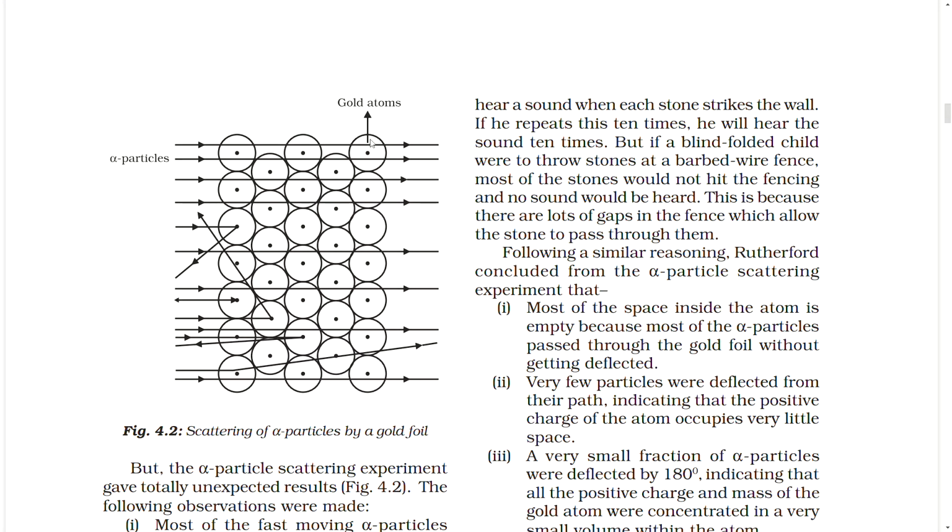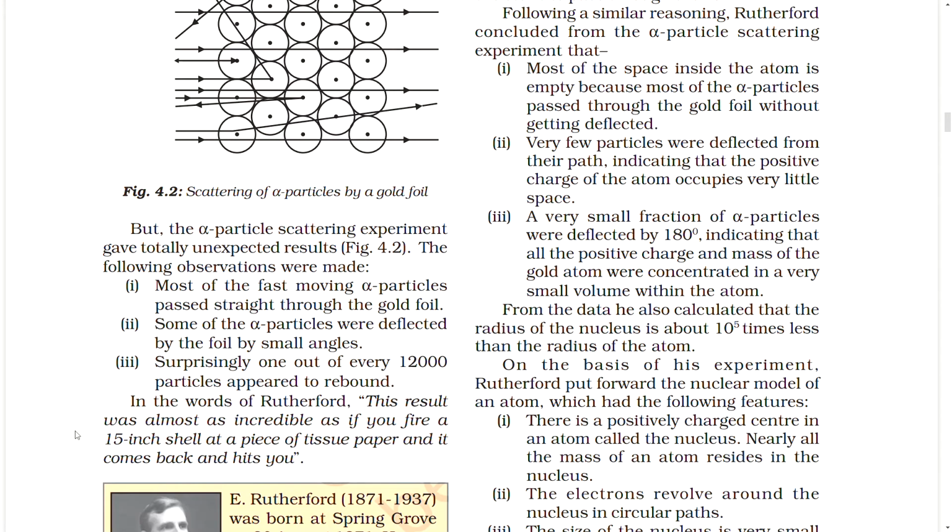Figure: scattering of alpha particles by a gold foil. But the alpha particle scattering experiments gave totally unexpected results. The following observations were made. 1. Most of the fast moving alpha particles passed straight through the gold foil. 2. Some of the alpha particles were deflected by the foil by small angles. 3. Surprisingly, 1 out of every 12,000 particles appeared to rebound.